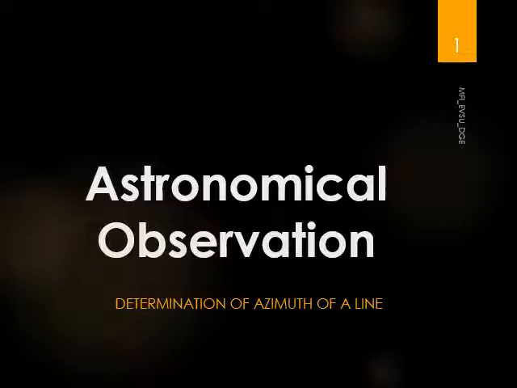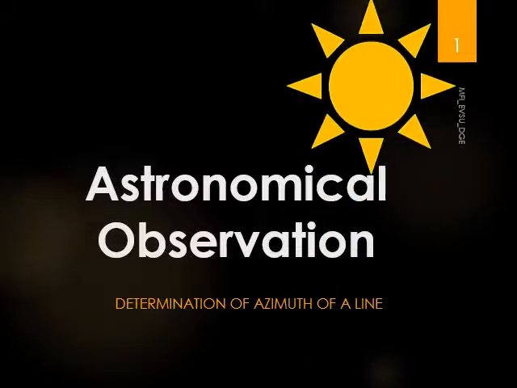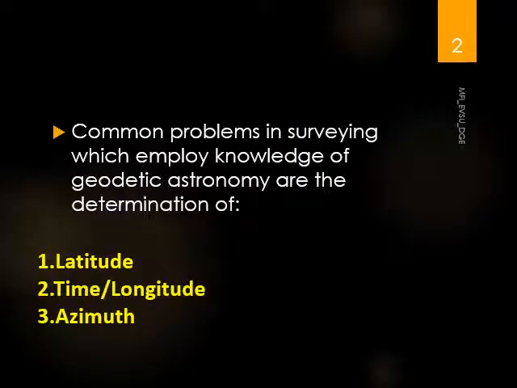To determine the azimuth of the line, we can observe the sun or a star. Or if we need the latitude, we can perform a stellar observation in which we observe Polaris. So, let's discuss this one first. The common problems in surveying which employ the knowledge of geodetic astronomy are the identification of our position in terms of latitude, longitude, and the azimuth.